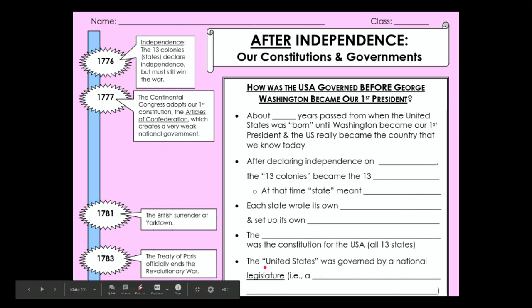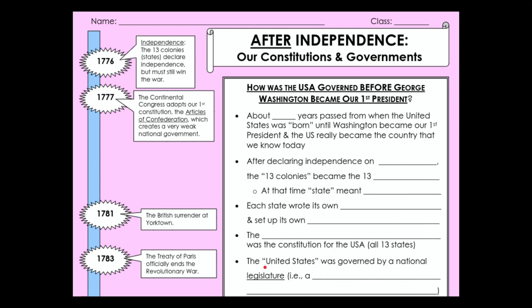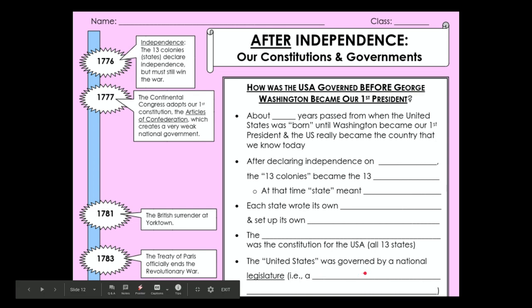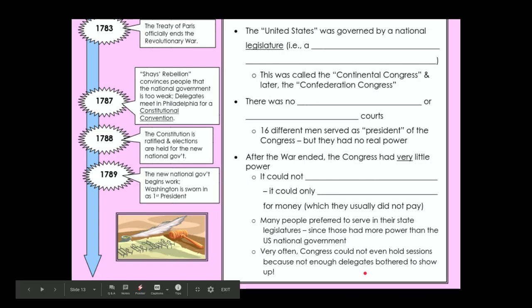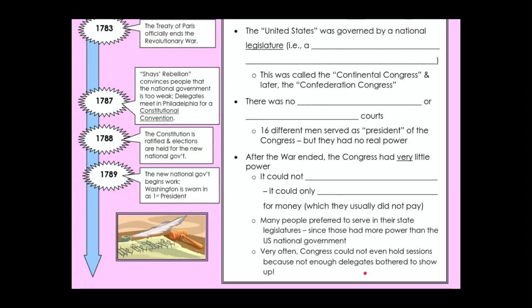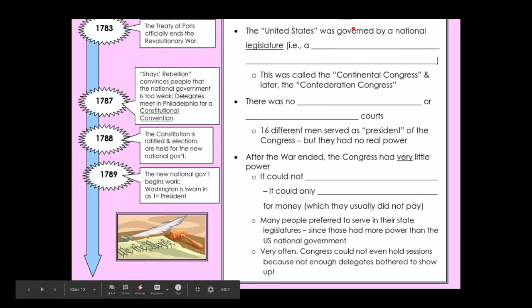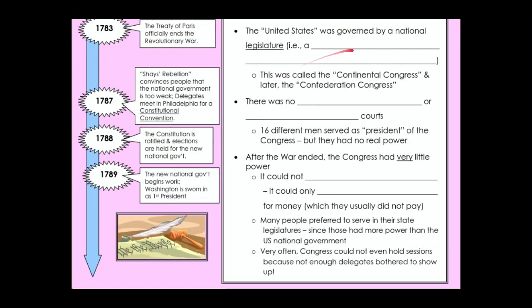Legislature, I've heard that word before. What does it mean? Legislature. It is, in other words, a group that makes laws. A group that makes laws, that's what you fill in here. Yep, group that makes laws. Moving on to the bottom half of the page. Now we just filled in this part. The United States was governed by a national legislature, a group that makes laws.